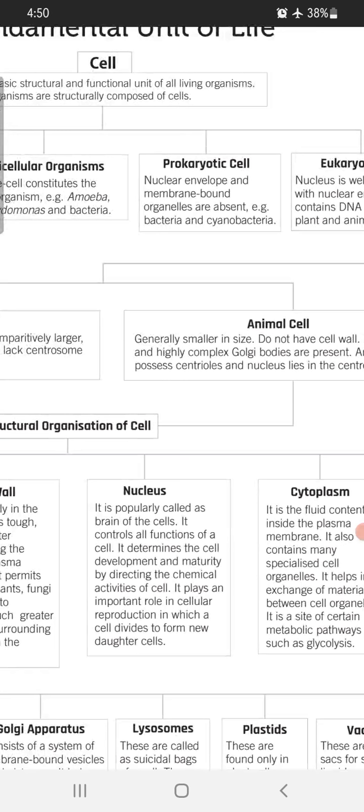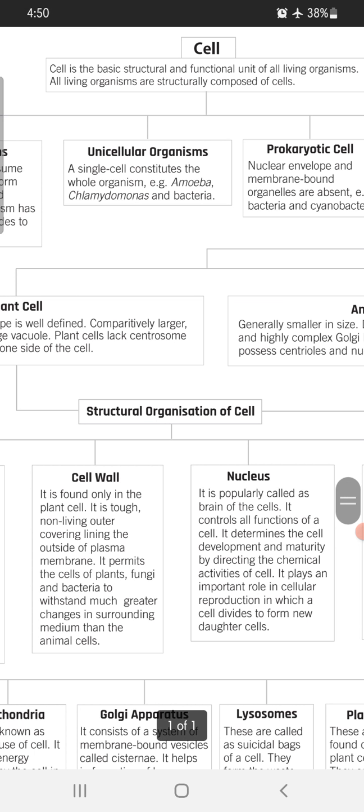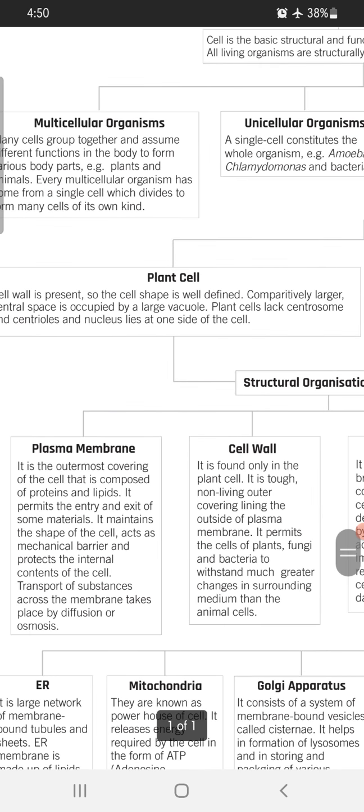Now what we have to learn in this chapter? Structural organization of cell. That cell is made up of what? So children, remember, whatever the cell is, either it is bacterial cell, animal cell, plant cell, each and every cell has three components. The first one is plasma membrane, which is the outer covering of the cell. Second is the cytoplasm, which is the jelly-like fluid present inside the cell. And third one is the nucleus. So let's see structural organization.